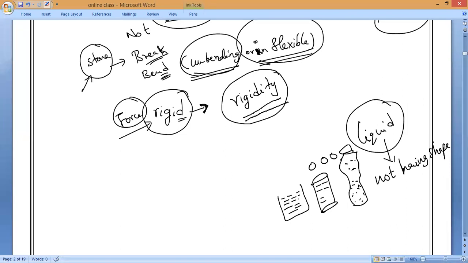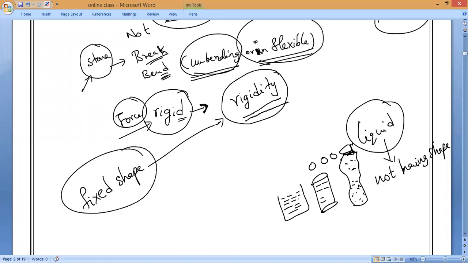In the same way, gases also do not have any shape. Who is having a fixed shape? Only rigid objects. Understanding? Fixed shape. Only rigid objects. That property to maintain its shape, even though external force or outside force is applied, what do we used to call that property, guys? Rigidity. Do you understand, everybody? Yes, sir.